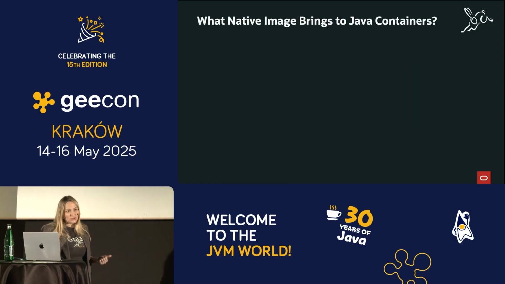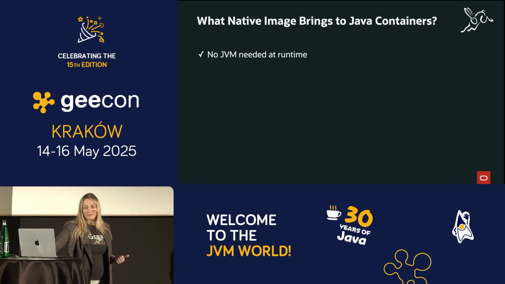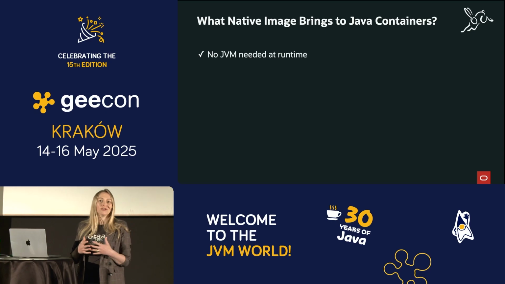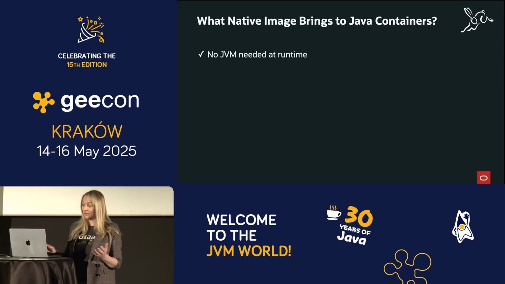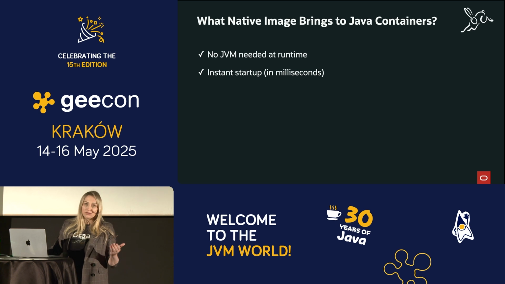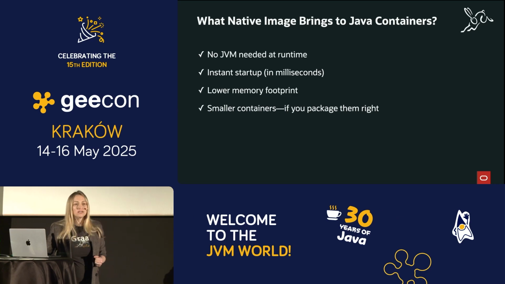What does native image bring to Java containers? Why do we need it? No need of a JVM at runtime, right? That means we can use Docker base images that don't include a full JDK, for example, or at all the JVM. Native image provides instant startup time for Java applications in milliseconds, and a lower memory footprint, and of course, related smaller containers, because if you don't need the JVM, you can use a smaller base image.